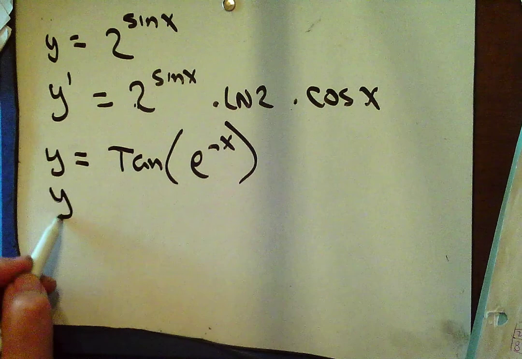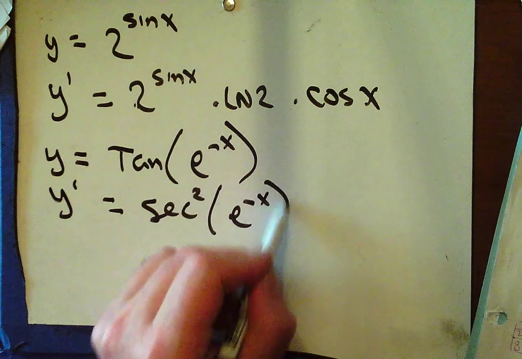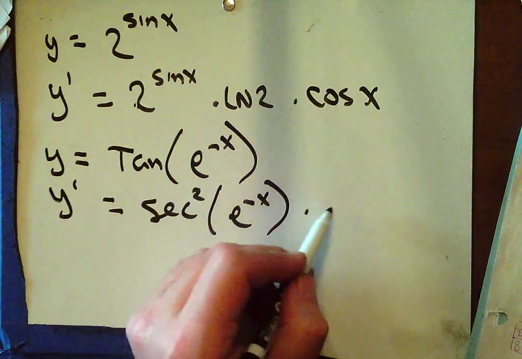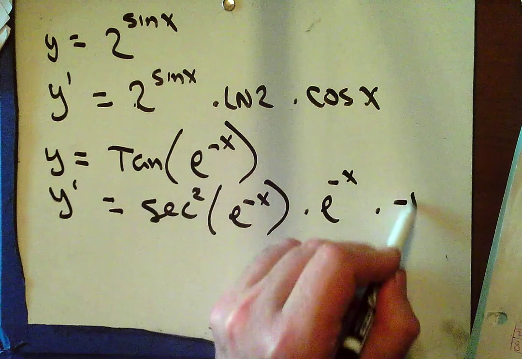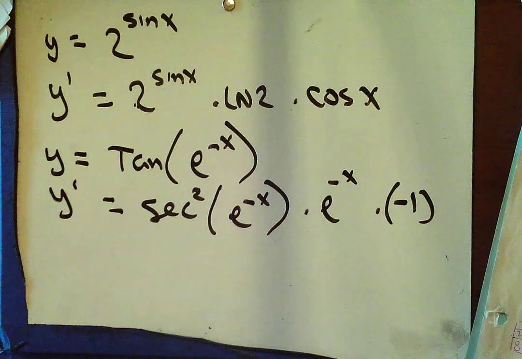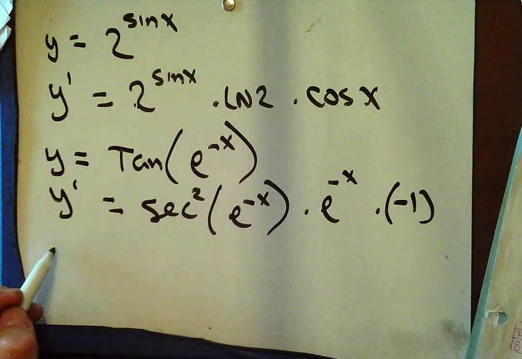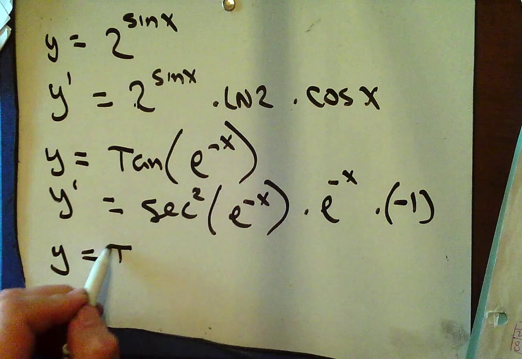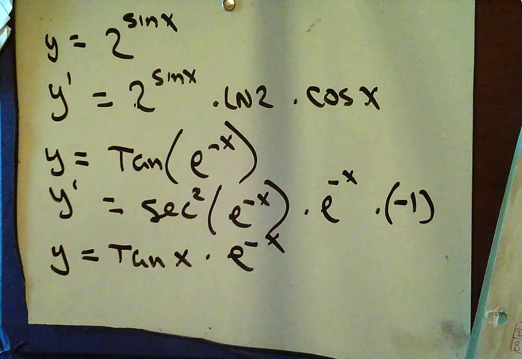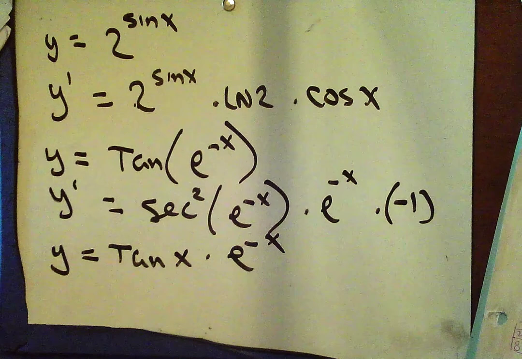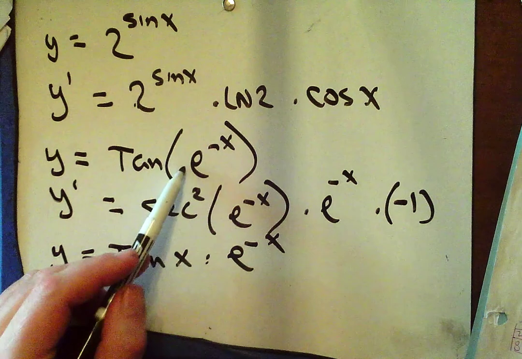Hey, welcome back. Did you get secant squared, leave the inside alone, times the derivative of the inside, which is itself, times the derivative of that innermost, negative x? So what would happen if we change this problem slightly and have y equals tangent x times e to the minus x? What would our derivative be then? I mean, this is a different function. This is product and this is composition.